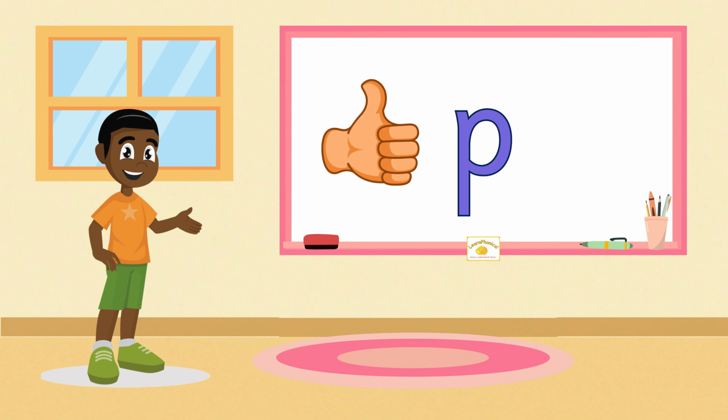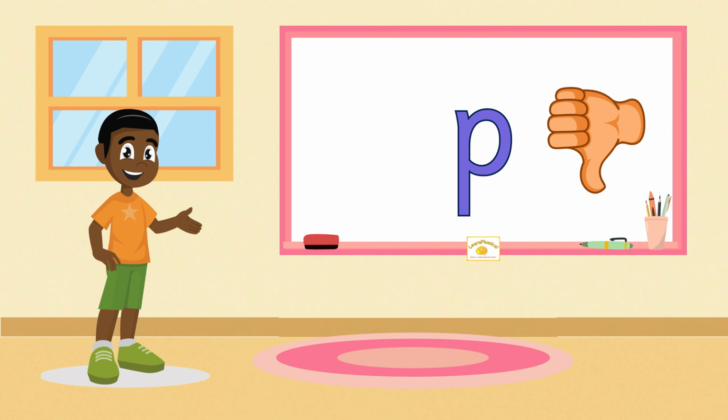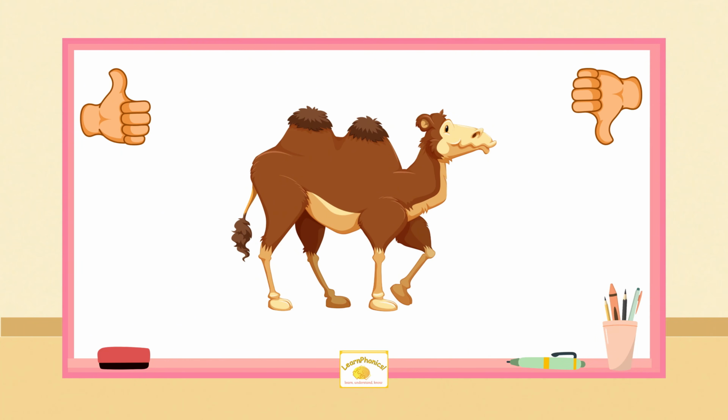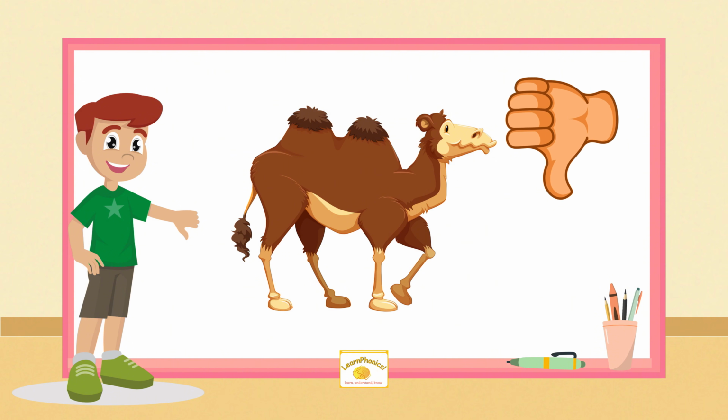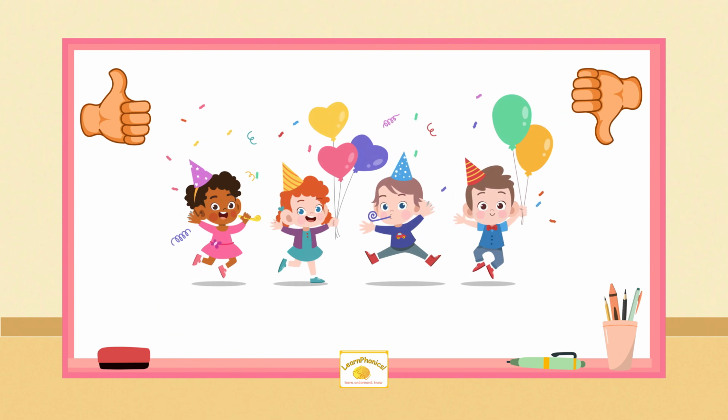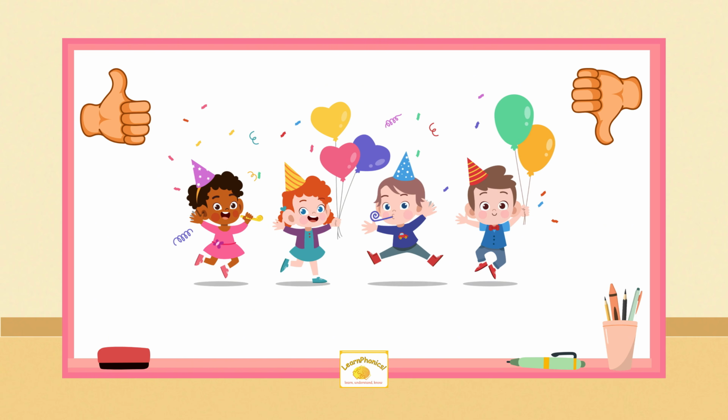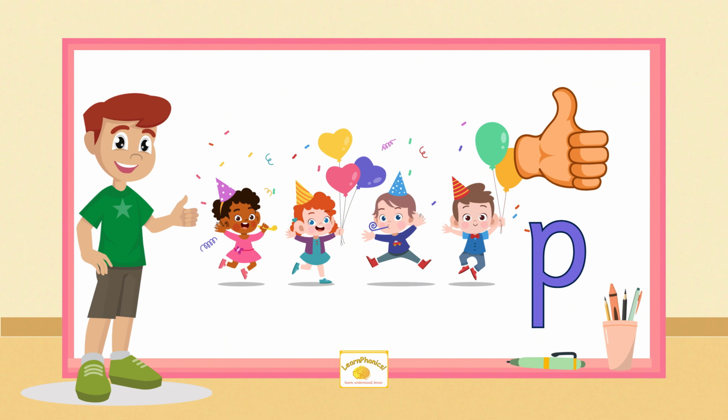If the picture begins with P, you put your thumbs up. If it does not begin with P, you put your thumbs down. Are you ready? Does camel begin with P? No, camel does not begin with P. Does party begin with P? Yes, party begins with P.